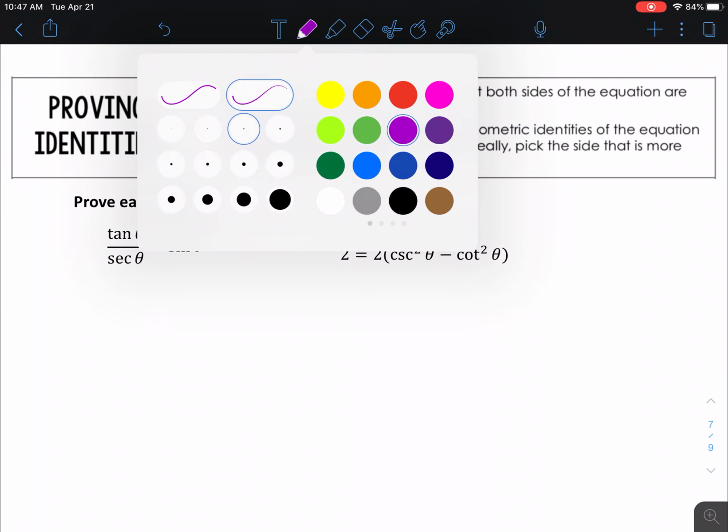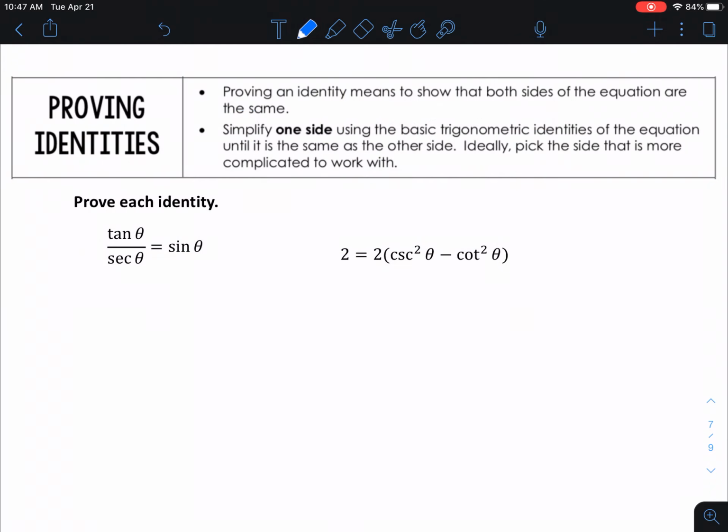If I look at this first one, tangent theta over secant theta is equal to sine theta. In this instance, I would say the left side is more complicated. So I'm going to work with the left side of this equation and try to make it look like sine theta. So our last line should be this left side equal to sine of theta. Okay. Now when you do this, you want to reference up here again. I have tangent and secant, and I want to make them look like sine.